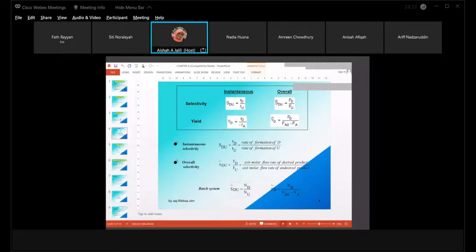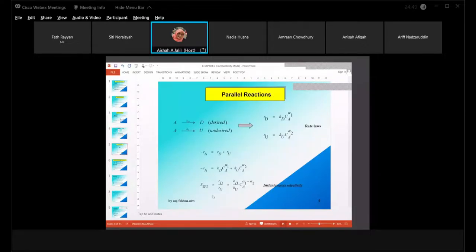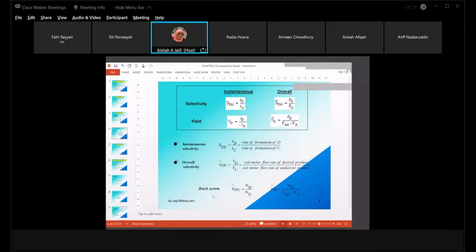But the flow system, no, this one is for the batch system. No, for the flow system. Flow system is this one. You use flow rate, not the number of moles. Number of moles is just for the batch system.